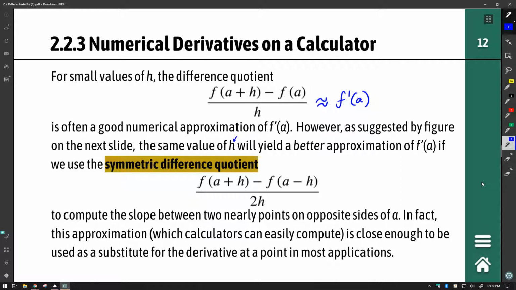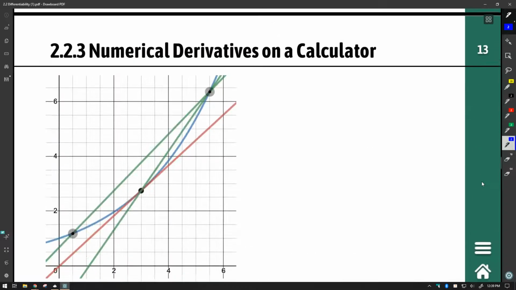This looks slightly different than the difference quotient that we're used to. This is f of a plus h minus f of a minus h over 2h to compute the slope between two nearly identical points on opposite sides of a. In fact, this approximation, which calculators can easily compute, and we're going to say here graphing calculators, is close enough to be used as a substitute for the derivative at a point in almost all applications. So the symmetric difference quotient is going to be an even better approximation for f prime of a. Let's figure out how to compute it.